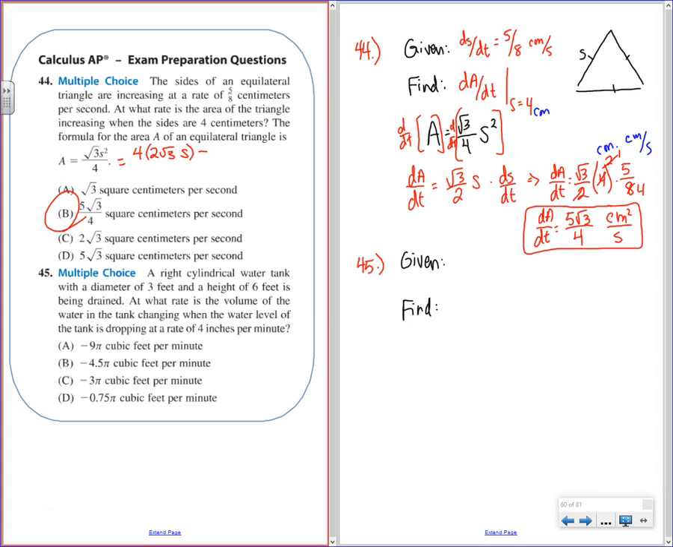minus top times derivative of bottom. Technically there's a ds/dt right there, which isn't super fun. Minus top times derivative of bottom, derivative of 4 is 0, all over bottom squared. The 4 and the 4 squared would reduce, and then you'd have 2 root 3 over 4, which is the same thing that I got. I just reduced the 2 and the 4.